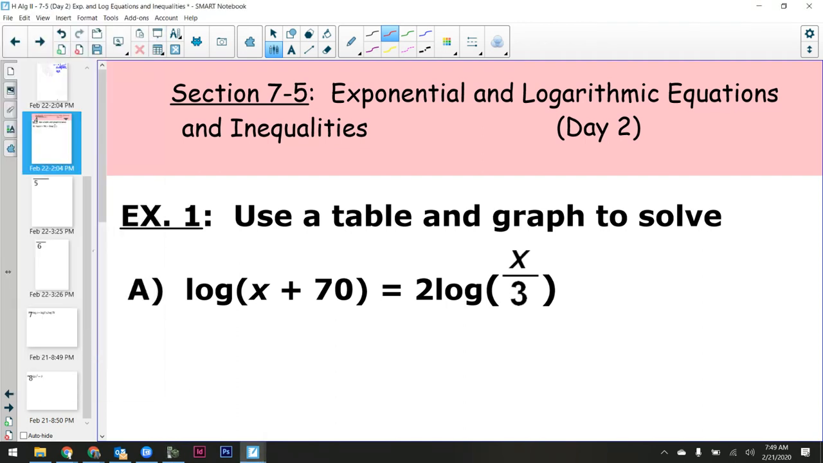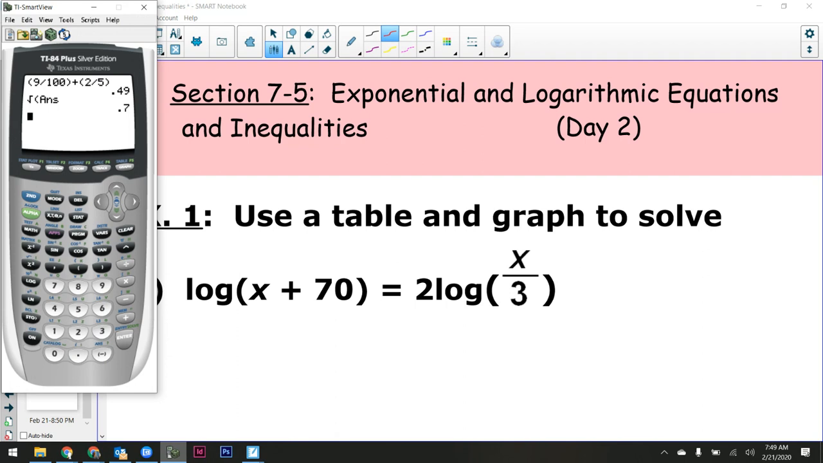Now, whenever you have two sides of an equation, you can treat it like a system of equations, right? Where the left side is y1 and the right side is y2. So let's do that. Let's put the left side of the equation in as y1 and the right side of the equation in as y2. Let me clear out everything I've got there.